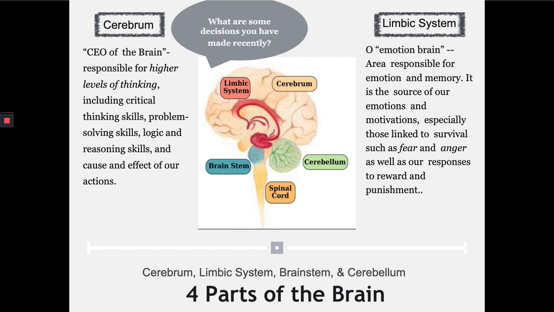For example, you might be thinking, what if I find a $20 bill when I walk in the hallway? What are my options? What is the best choice? This is problem solving, or cause and effect of our actions. You would be using your cerebrum when making these decisions.